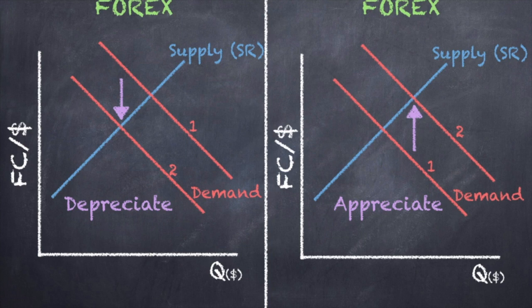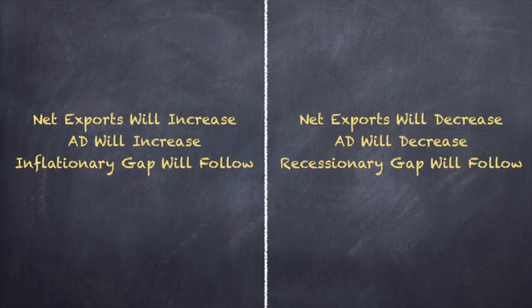So, of course, with depreciation and appreciation, what's going to happen to the net exports? Well, with expansionary, net exports will increase, AD will increase, and the inflationary gap will follow. Well, the opposite will happen with contractionary, where net exports will decrease, AD will decrease, and the recessionary gap will follow. Basically, once you cure one side of the ticket, you usually find yourself on the other side of the ticket, kind of leading to that market cycle that we talked about at the very beginning of this unit, where you have your troughs, your valleys, and you have your peaks, where you have your recessions and your times of economic well-being.